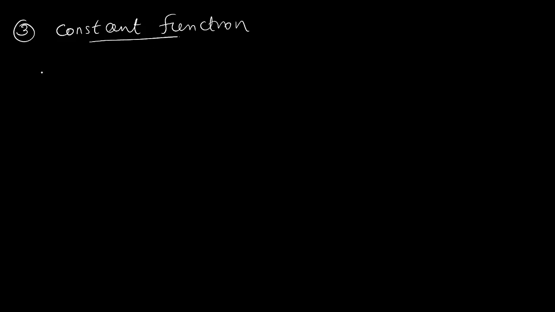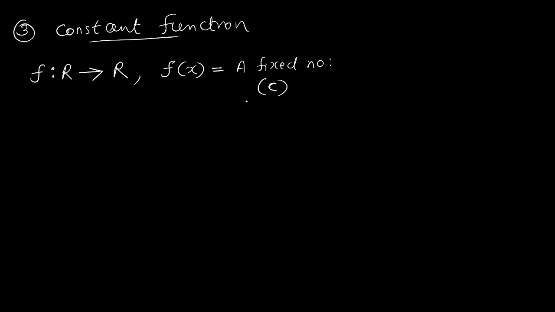Constant function, I will explain the definition. The function is defined from real number to real number, and f of x equal to a constant or a fixed number. Constant means what? A fixed number, generally denoted by the letter C. I can give you one example.